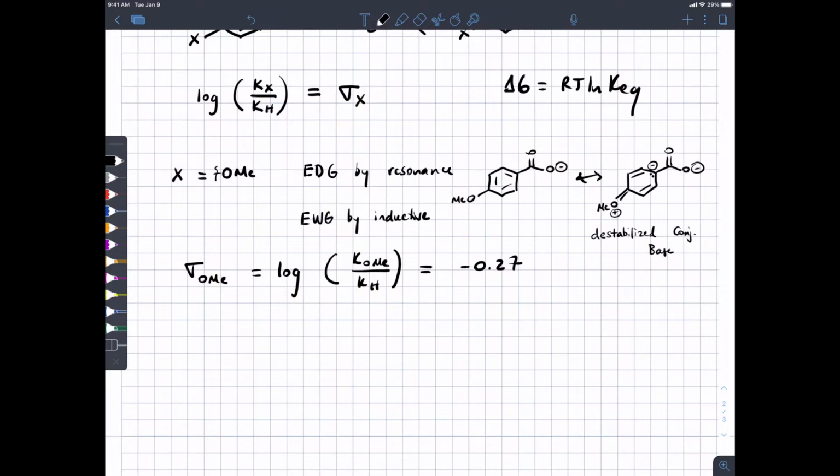What does that mean? Does the equilibrium favor products more for methoxy or for hydrogen? Let me try that again. This is a ratio, and the log of that ratio is negative. Which is the bigger number, numerator or denominator? I'm assuming you know how logs work.